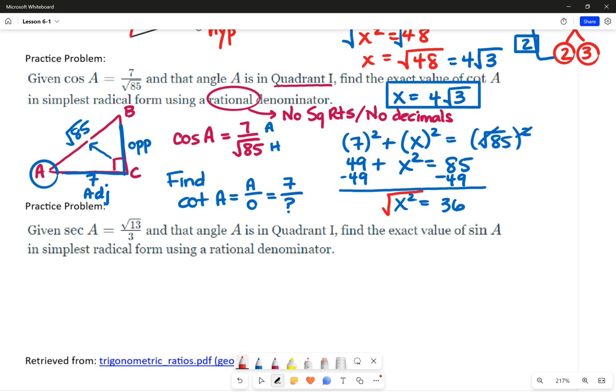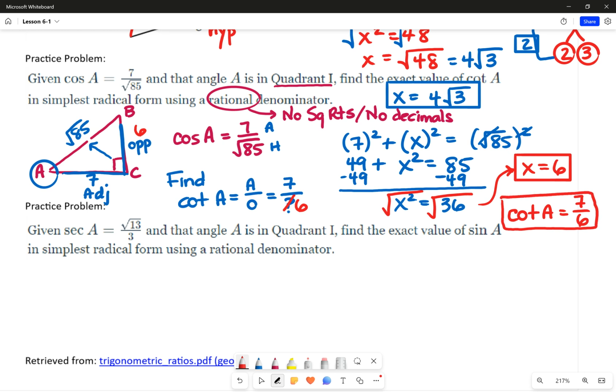I need to square root both sides, and when I do so, that's a perfect square. X is equal to 6. So this opposite side is a length of 6. So now I can see that I can substitute my question mark. So the final answer for this one, I'll put it over here in this corner. The cotangent of A is 7 over 6. And in your Delta Math, all you do is type 7/6 if I'm not mistaken.